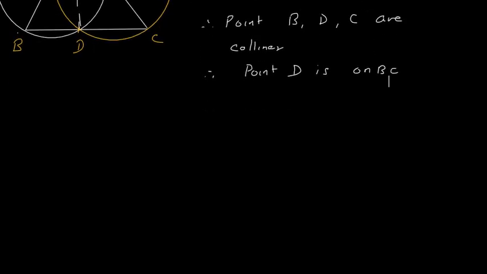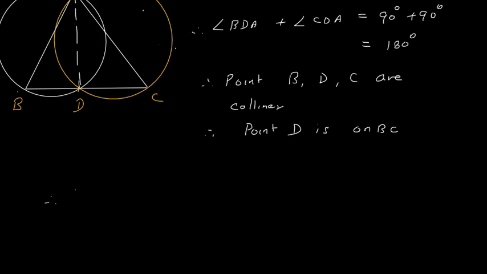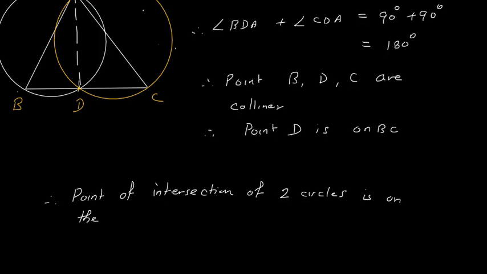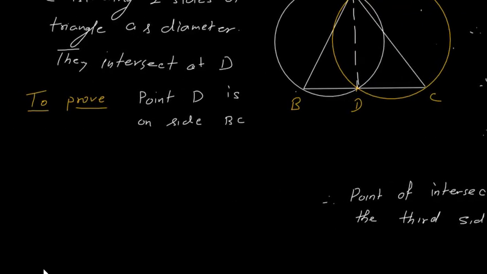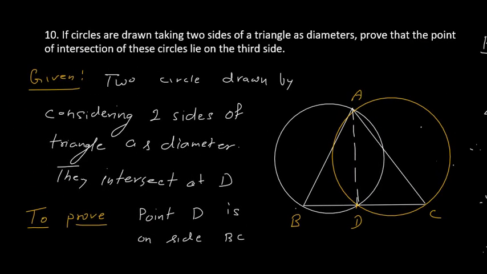Therefore, I will say that the point of intersection of two circles is on the third side. Or the circles will intersect each other on the third side. So it seems a difficult question, but it is a very simple question.